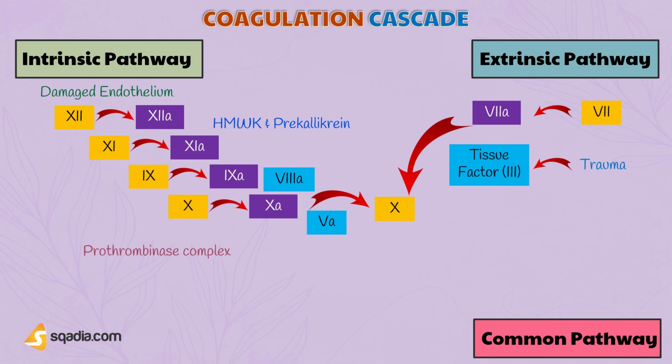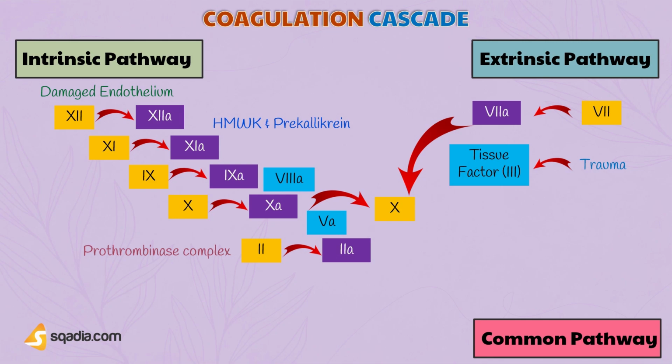Formation of the prothrombinase complex. Activated factor 10 or 10A combines with other substances to form the prothrombinase complex. This complex includes activated factor 10 or 10A, factor 5, calcium ions, and phospholipids derived from activated platelets.